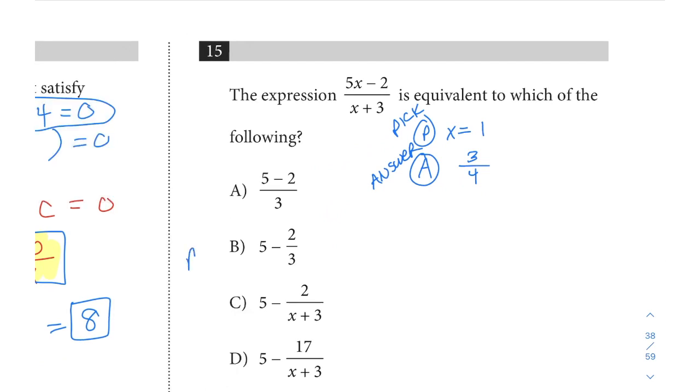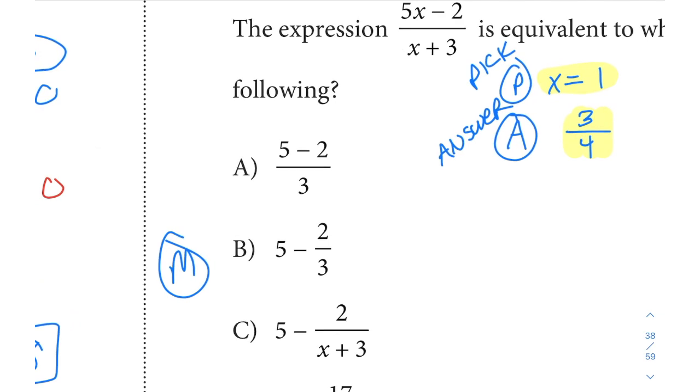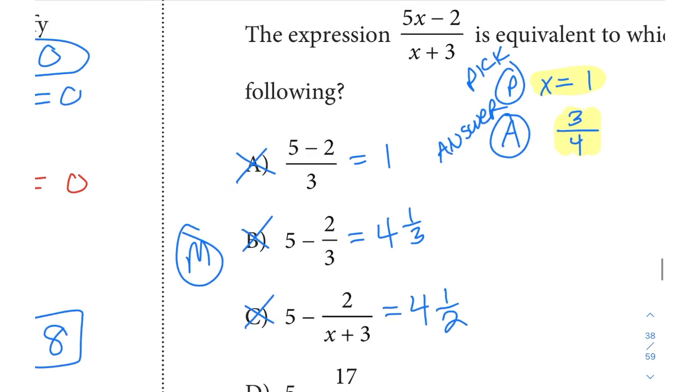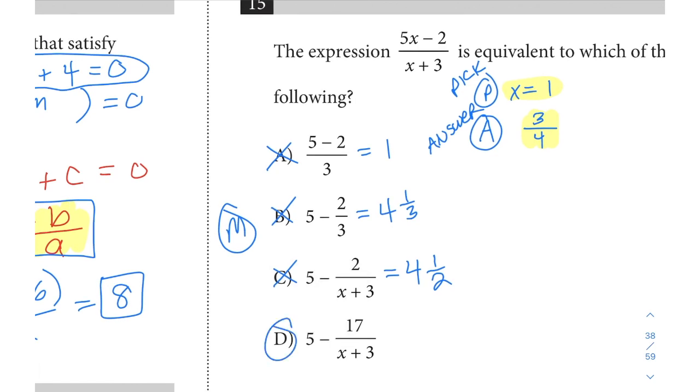And now our last step is we're going to match one of these answer choices. We're looking for the answer choice that when we plug in the value that we picked, which was 1 for x, we should get the answer that we came up with, which is 3/4. So let's see which of these gives us 3/4. 5 minus 2 is 3 over 3. That's 1, so that's not it. 5 minus 2/3, I would be left with 4 1/3. That's not it. 5 minus 2 over 4, or 5 minus a half, would leave me with 4 1/2. That's not it. So then I already know that it's going to be answer choice D.